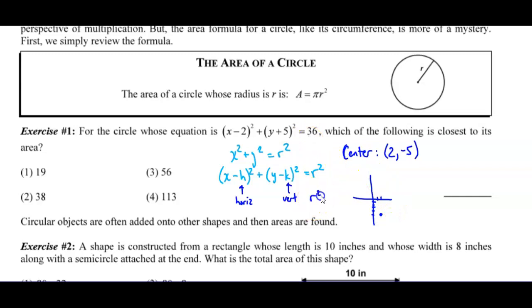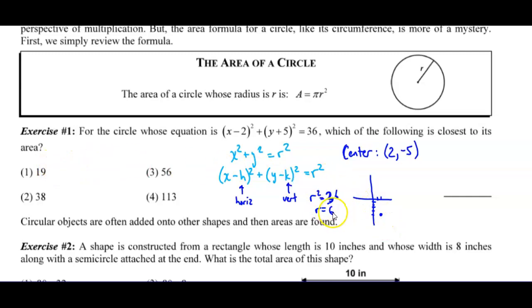We talked about this before as well. The radius squared is 36, which means that the radius itself would be 6 if I do a square root. So if I was graphing this thing, I would count 6 units in each direction and make my circle surrounding that point. But anyway, in terms of this problem, we want to know the area of this circle.